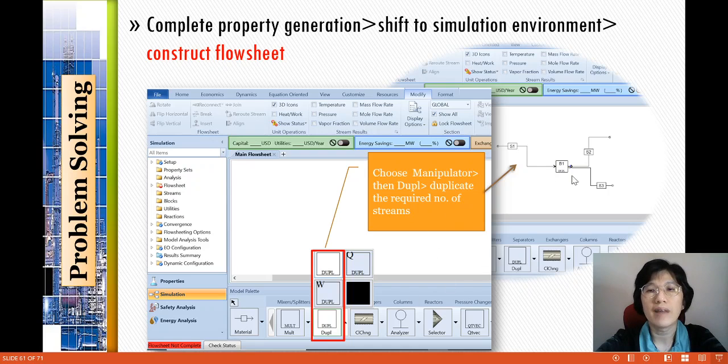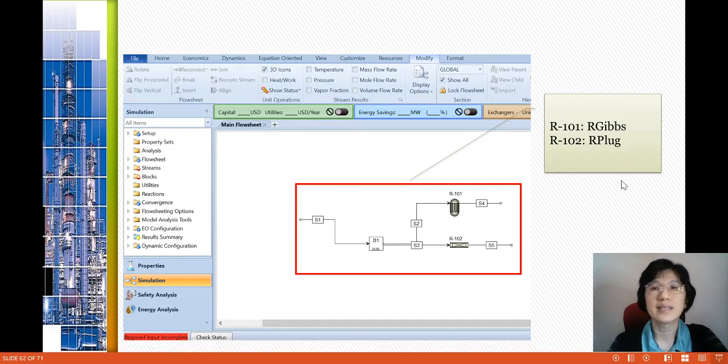Once you have this, you can have one inlet. This is your feed stream, and then you can have multiple outlets. Meaning, if you would like to have the same stream twice, then you branch it into two. If you would like to have the same stream for 4 branches, then you have to branch it out to 4 streams. Just like this, I branch it out into 2 because I would like to show you RGibbs and also RPFR. Next, you have to complete the flow sheet by putting in the blocks for the reactors. We have R101 here for RGibbs and R102 for RPlug.